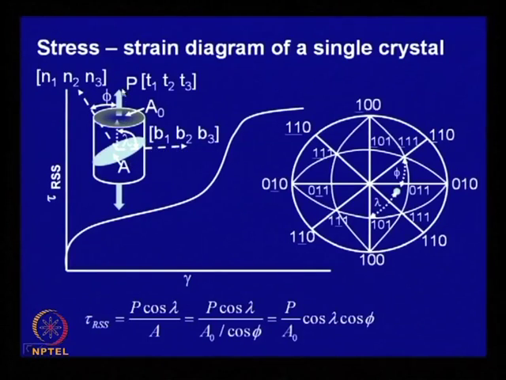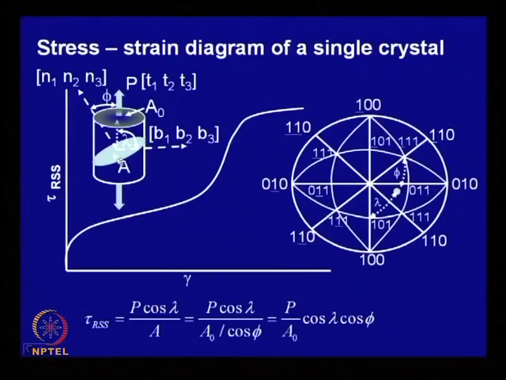So, P is the direction of pull, and this subtends an angle lambda with respect to the slip vector. Therefore, the component along the slip vector is P cos lambda. This is the shear force along this direction, and to calculate the stress, you have to divide by the cross section area.